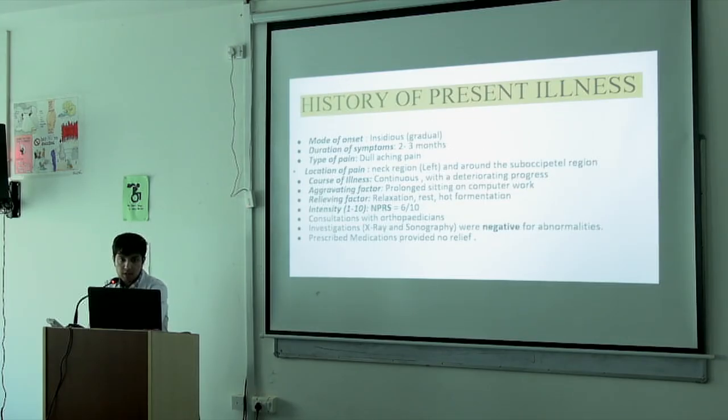Now the history of present illness. The mode of onset was insidious and gradual in nature. The duration of symptoms was around 2 to 3 months. Type of pain was dull aching pain. Location of pain was the neck, especially the left region, and around the suboccipital region. The course of illness was continuous throughout that period, and the problem was deteriorating in nature. The aggravating factors were prolonged sitting on the computer work. The relieving factors were relaxation, rest, and hot fomentation. The intensity of the pain was 6 out of 10, using the NPRS scale.